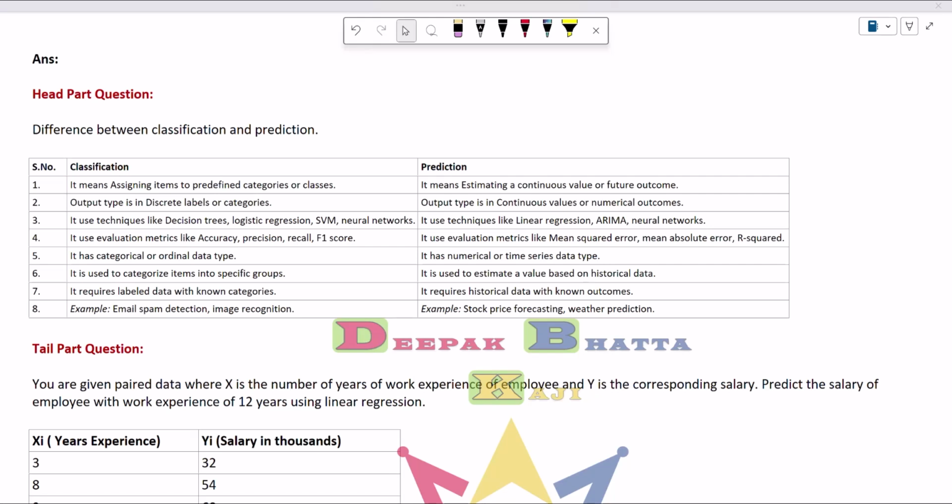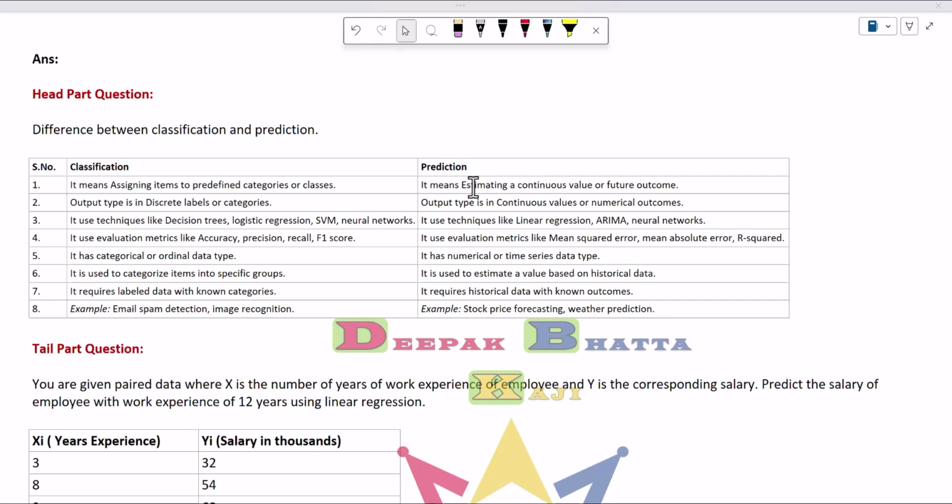Classification is used to categorize items into specific groups. Prediction is used to estimate a value based on historical data. Classification requires labeled data with known categories. Prediction requires historical data with known outcomes. Examples of classification are email spam detection and image recognition, and examples of prediction are stock price forecasting, weather prediction and house price prediction. In the exam you need to write at least 5 or 6 points.